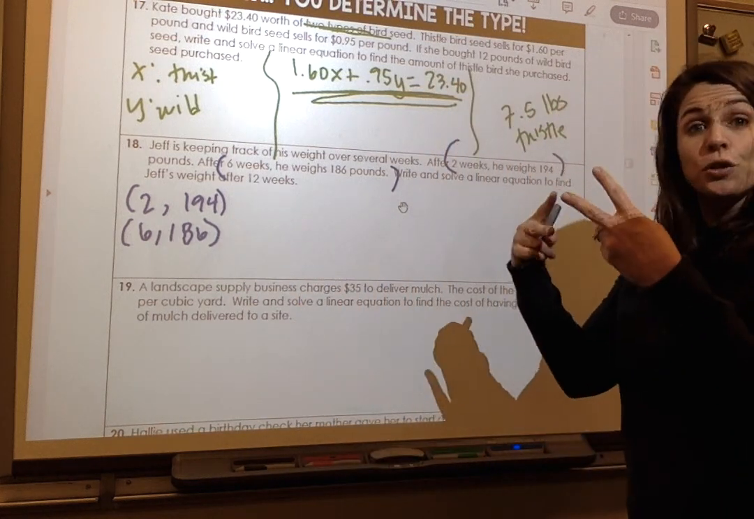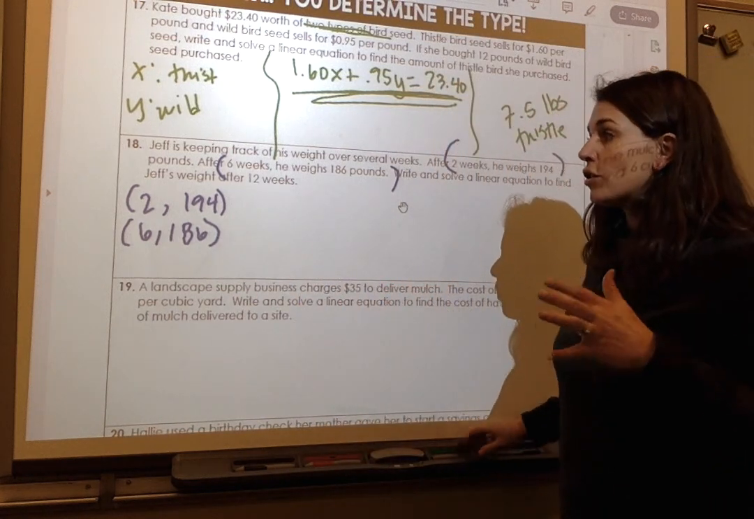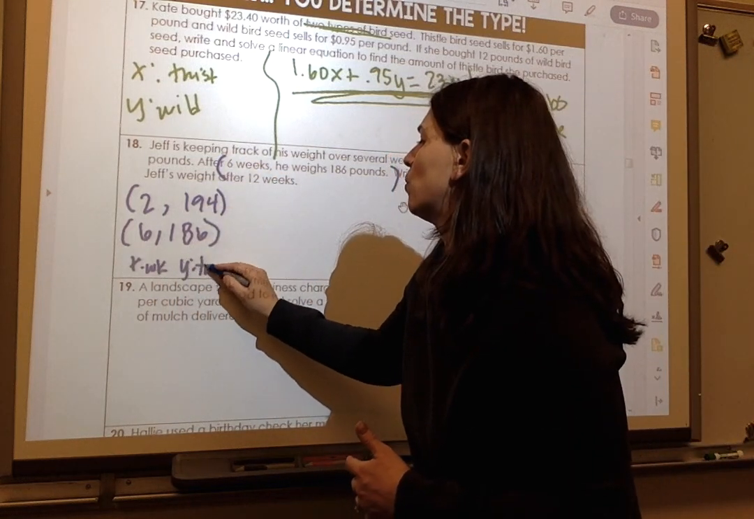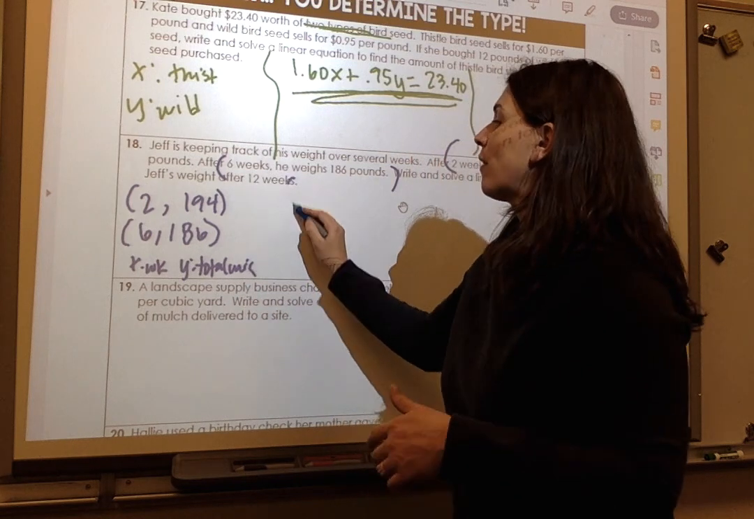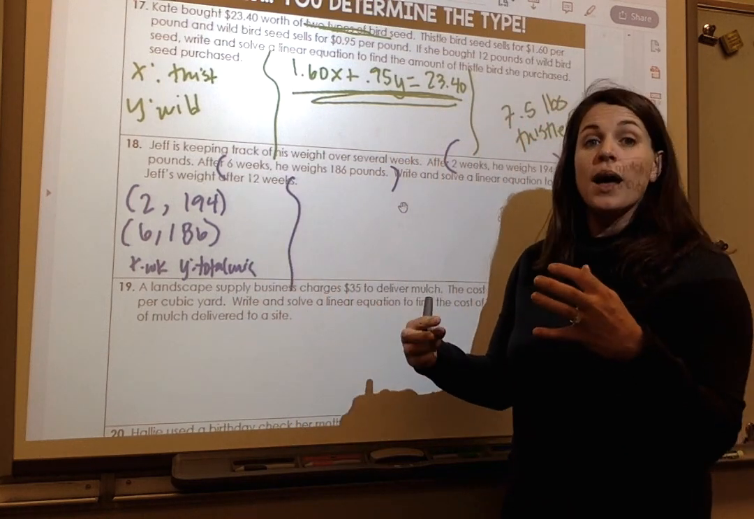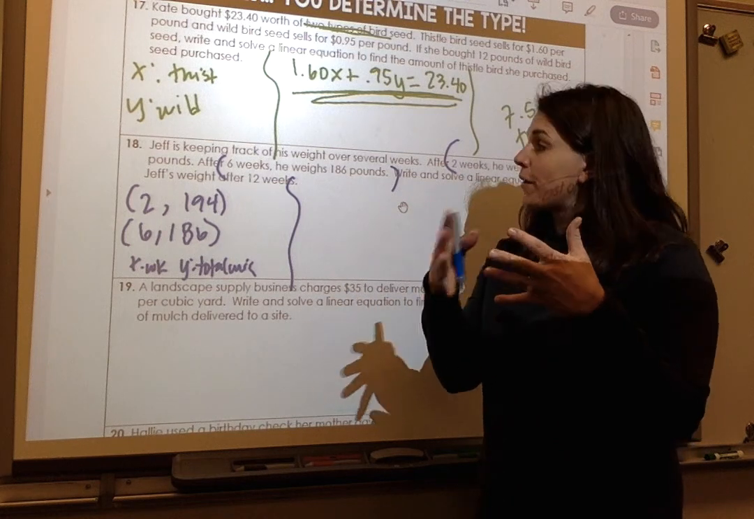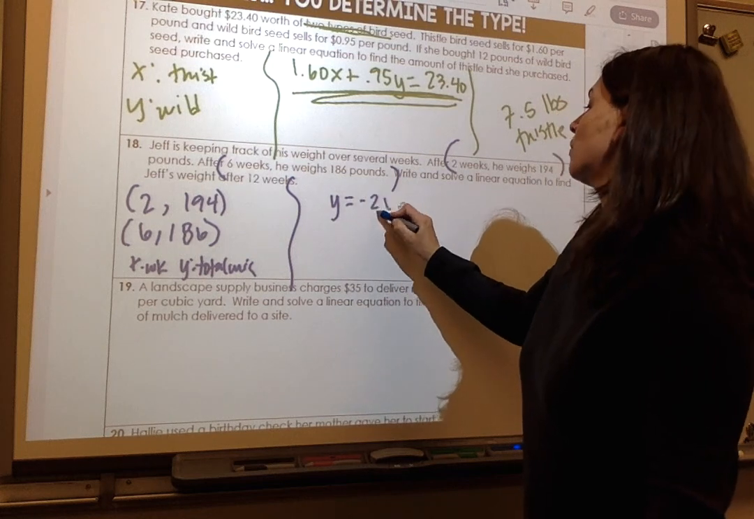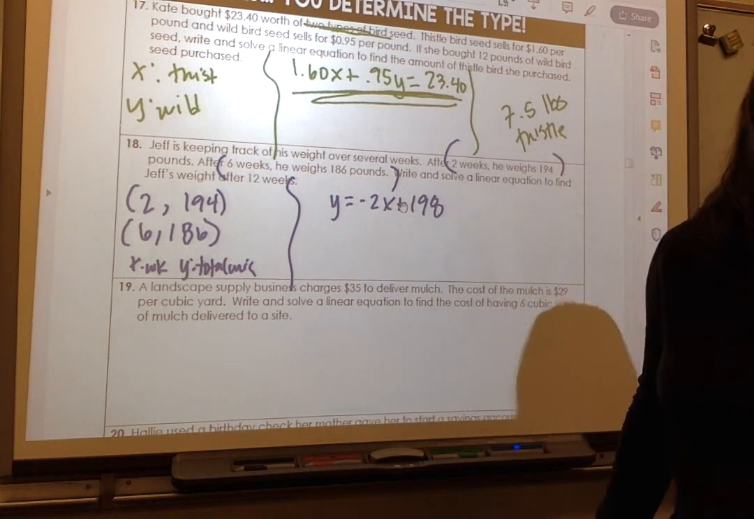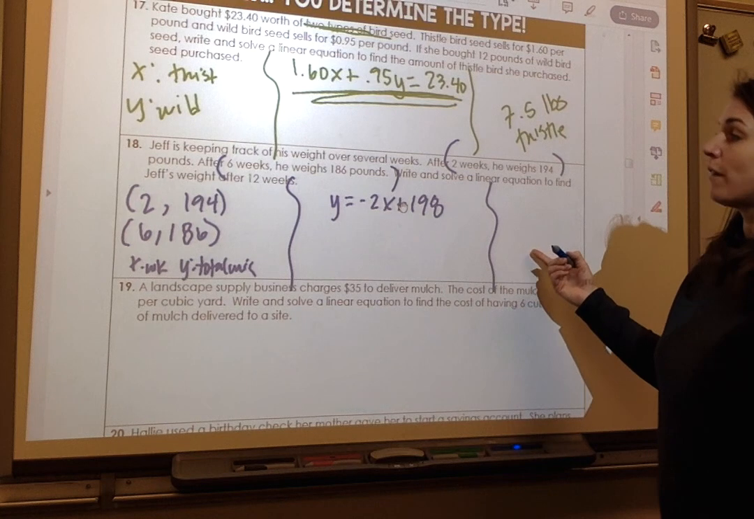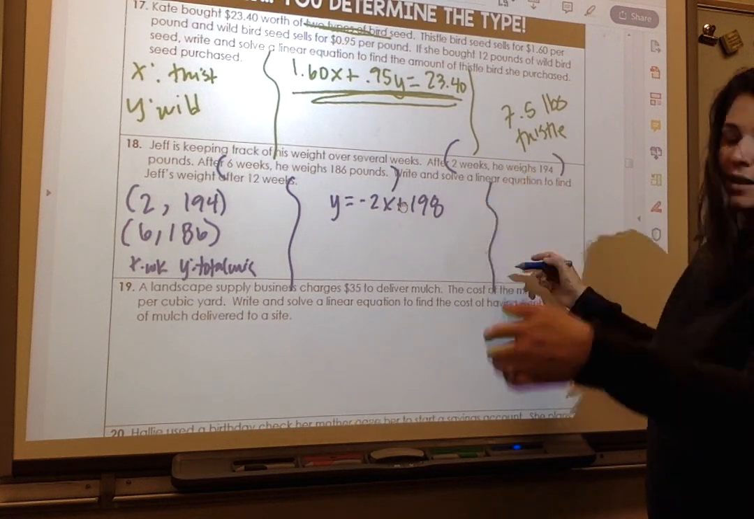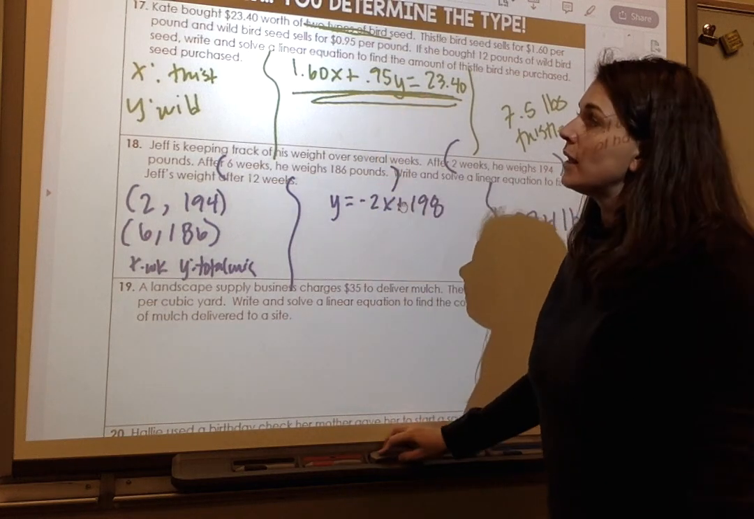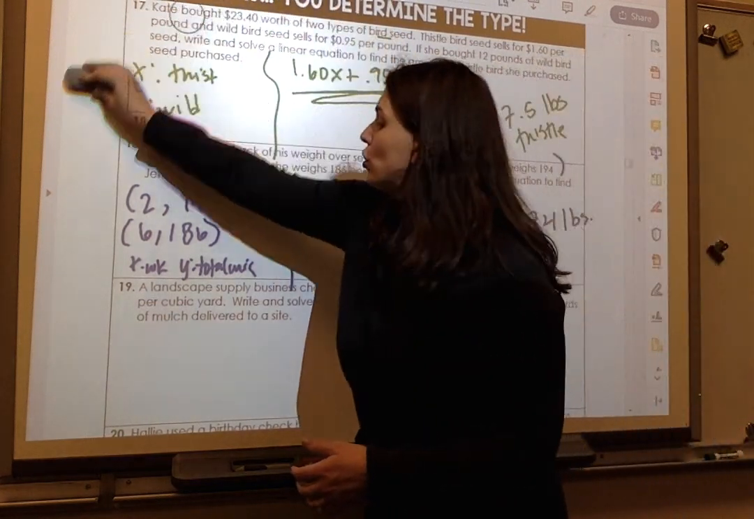All right, so this is a 2-point one. So when you have 2 points, X here we know stands for weeks. Y is total weight. So after the magic of solving for slope and then using the slope to find your point, your linear equation is going to be y equals negative 2x plus 198. And then how much did he weigh after 12 weeks if he went at this rate? He would weigh 174 pounds. So the first one is a standard form one. Second one is 2 points.